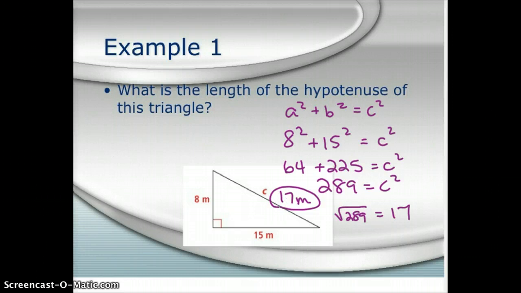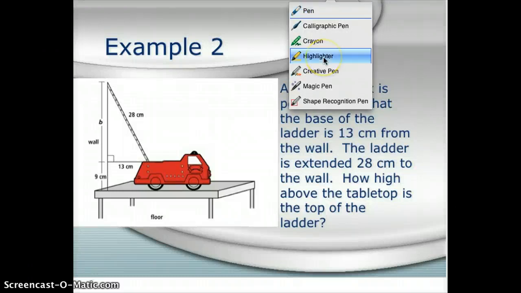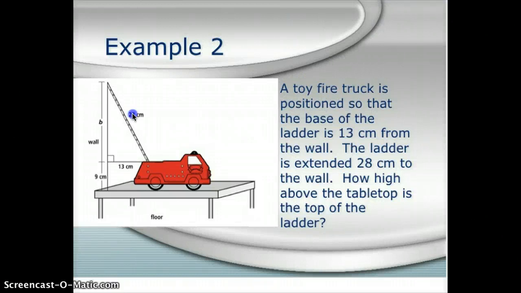Okay, let's look at a problem that's a little bit more complicated, but looking at the same general idea. This is a good one. A toy fire truck is positioned so that the base of the ladder is 13 centimeters from the wall. The ladder is extended 28 centimeters up to the wall. So there's the ladder, we've got our 28 centimeters in there. I'll highlight that measurement. Right here, that's this ladder.